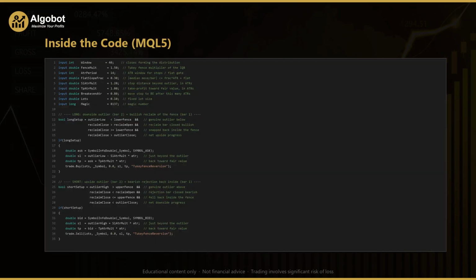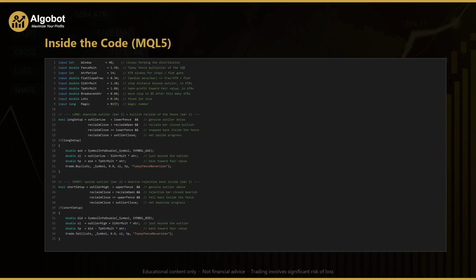Let's read the core of the MetaQuotes language code as you'd see it in MetaEditor. At the top are the inputs. Window sets how many closes form the distribution. FenceMult is the Tukey multiplier of the interquartile range, 1.5 by default. ATR period drives both the stops and the flat regime gate, while FlatSlopeFrac defines how horizontal the median must be to allow a trade. SL ATR multiple and TP ATR multiple size the stop loss and take profit in multiples of average true range, and break-even ATR controls when the stop is moved to entry. Lots and Magic set the fixed position size and the identifier the expert advisor uses to track its own trades.